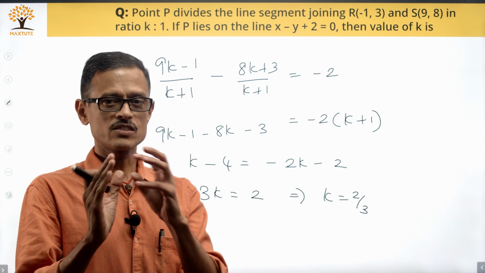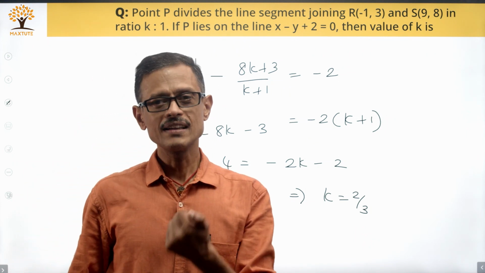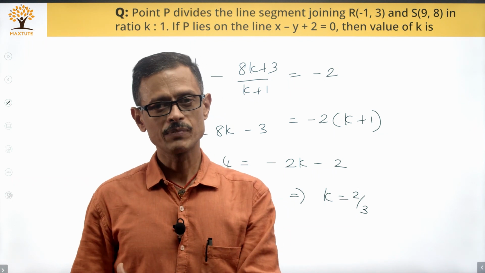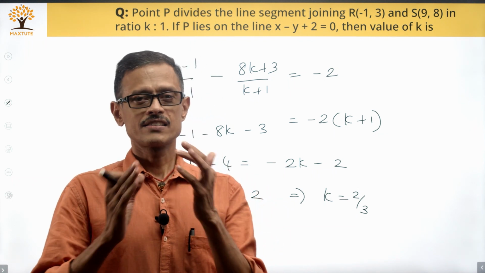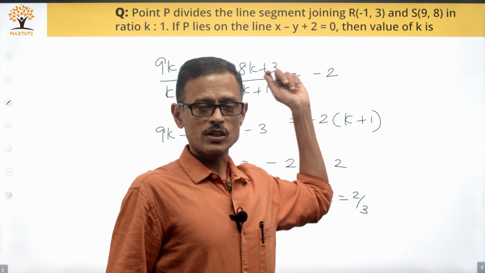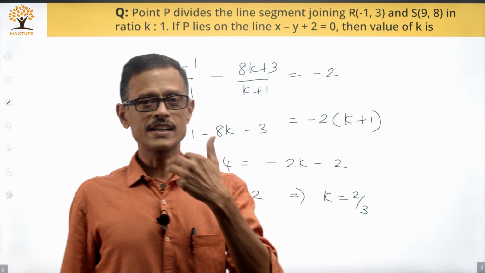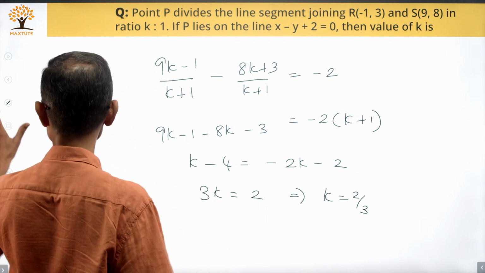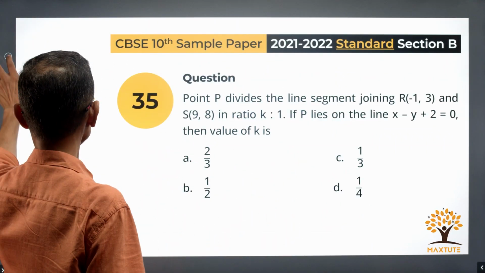So solving this question entailed two parts. One, computing the coordinates of point P in terms of k using the section formula. Then after having got that, substituting that in the equation of the line, because if P is a point on this line, then the coordinates of P should satisfy this equation, and then we got the value of k. K is equal to 2 by 3. Answer option A is the correct answer to this question.